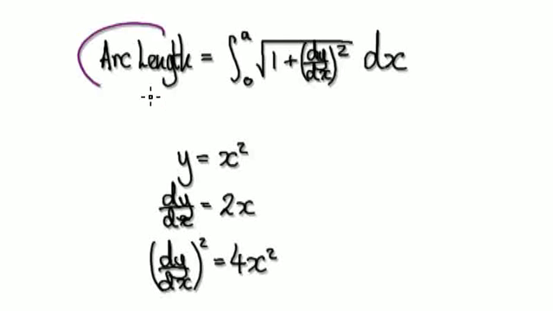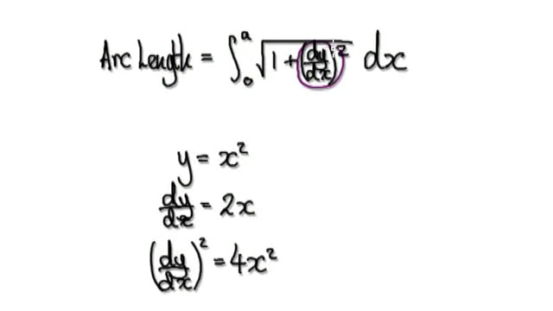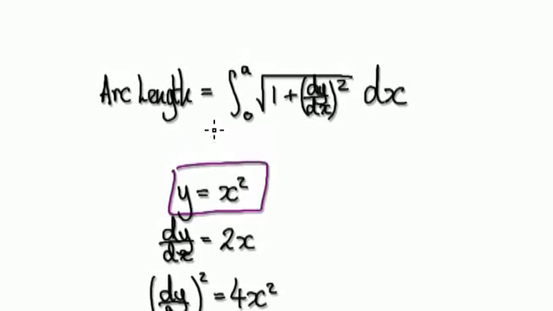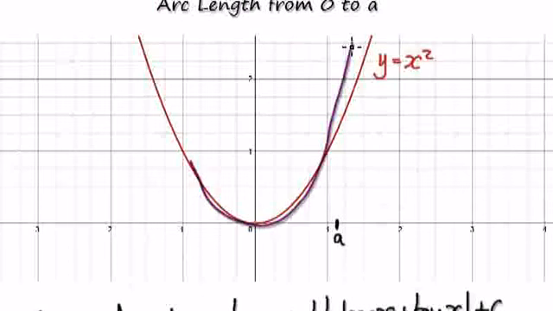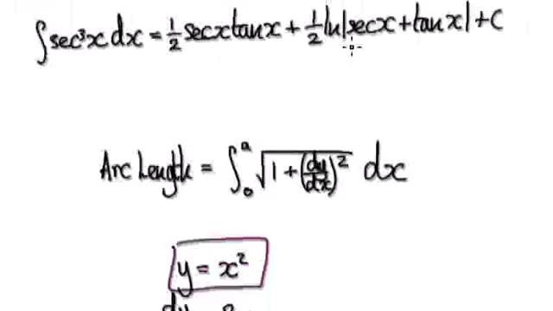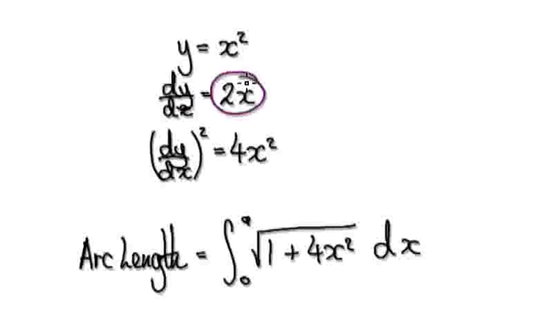So if you look at the formula, the arc length is given by this. Looking at the formula, you require dy by dx. And then once you've got your dy by dx, you've got to square it. Okay, so starting with y equals x squared, because we're looking at this graph here, differentiate it. So dy by dx is given by this.